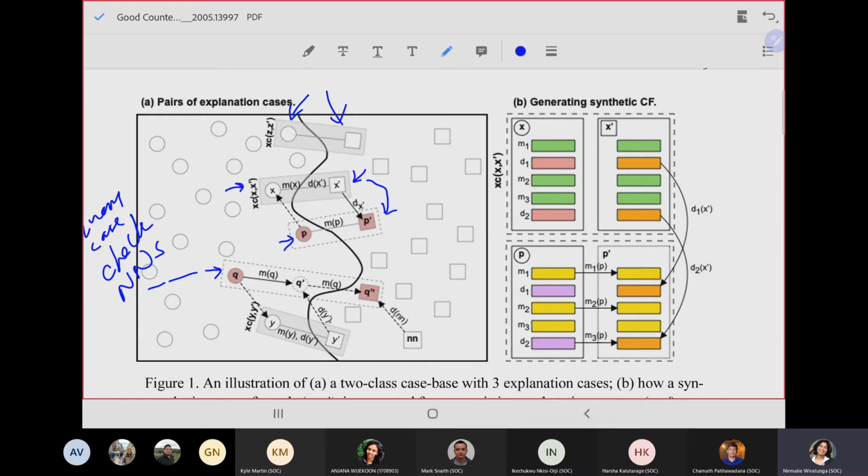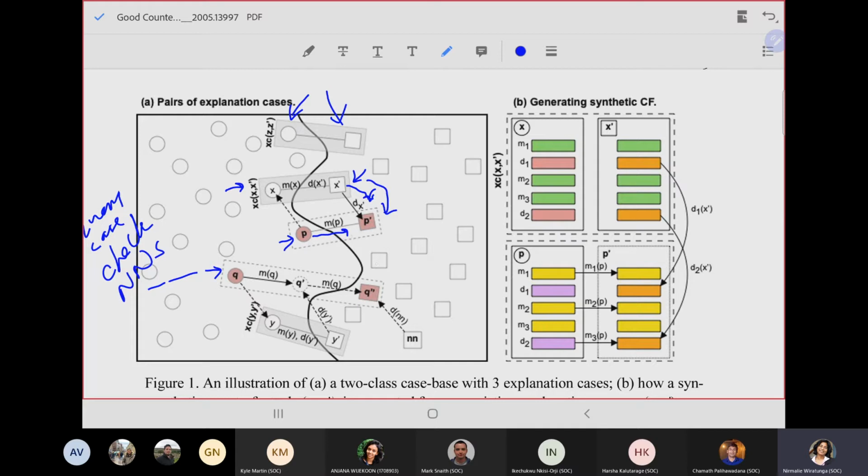We keep some features fixed and those feature values are transferred here. And the parts which are unfixed, the two features which are different, we move those values into this particular P here. Thereby we have generated a new P prime. So now this case P has a counterfactual P prime, which it didn't have before. So that is the idea that they are suggesting.